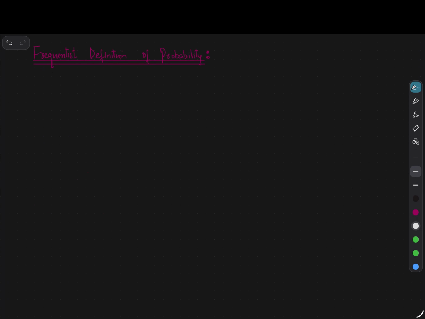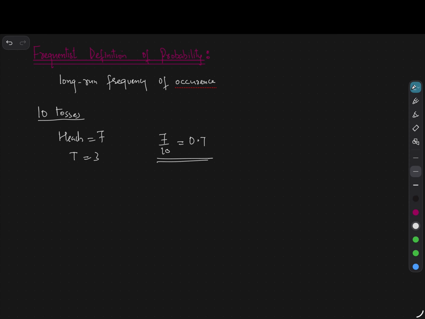Now let's talk about the frequentist definition of probability. Frequentist definition of probability is one of the most important interpretations of probability. It defines probability based on long-run frequency of occurrence. If we repeat an experiment many times under identical conditions, for example, let's say we toss a coin 10 times initially, and after observing, we get 7 heads and 3 tails. If we calculate the frequency of heads, that'll be equal to 7 over 10, which is equal to 0.7. That means after tossing the coin 10 times, the frequency of getting heads is 0.7.